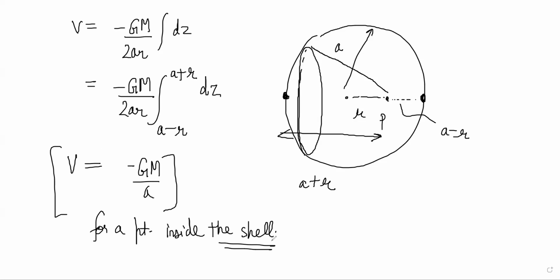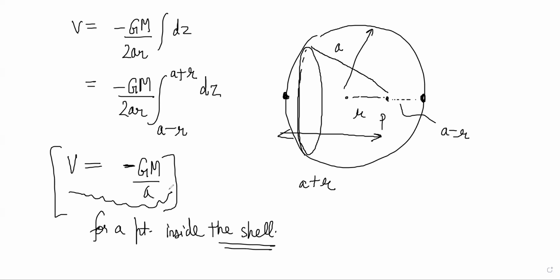So what we are getting is the potential at any point inside a spherical shell is actually independent of the distance of that point from the center of the shell. It doesn't depend on the r value, which was the distance of the point from the center of the shell. What it depends on is the value of the radius of the shell. So it's the same no matter where it is inside the sphere. So potential inside a spherical shell is constant and it is minus GM by a.